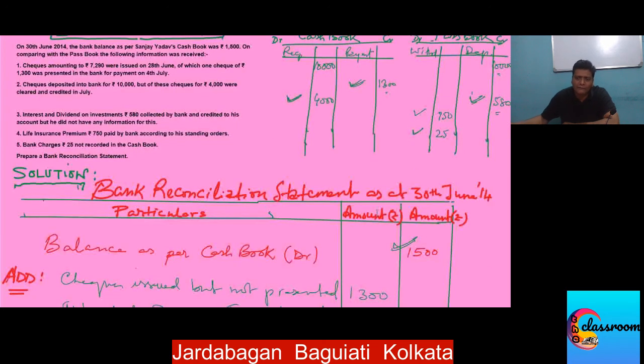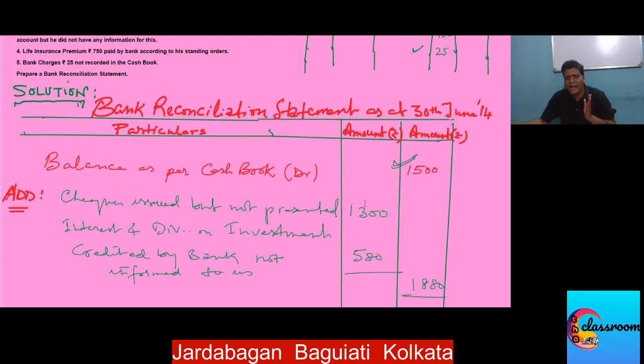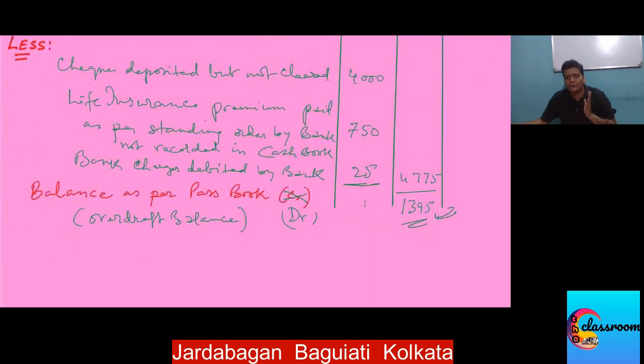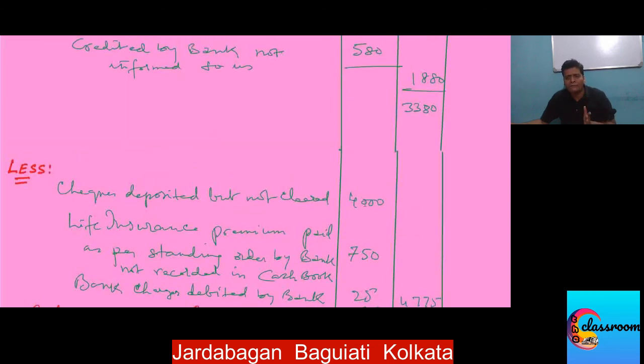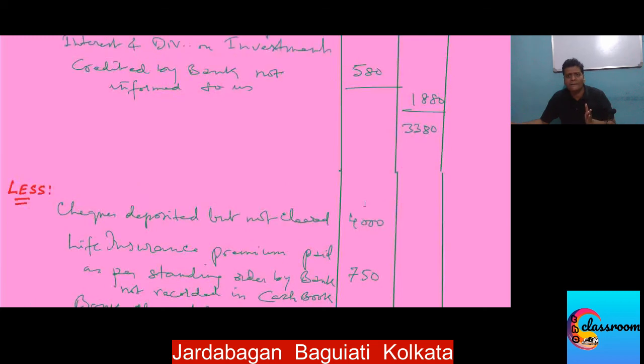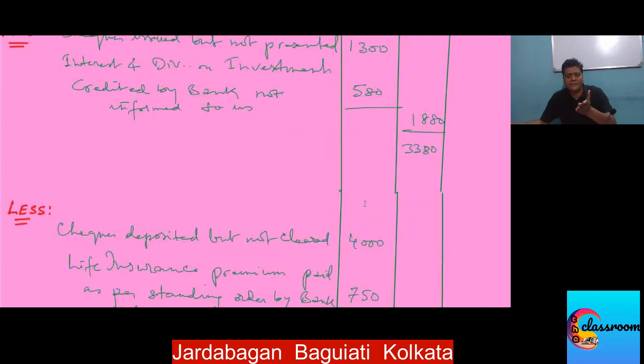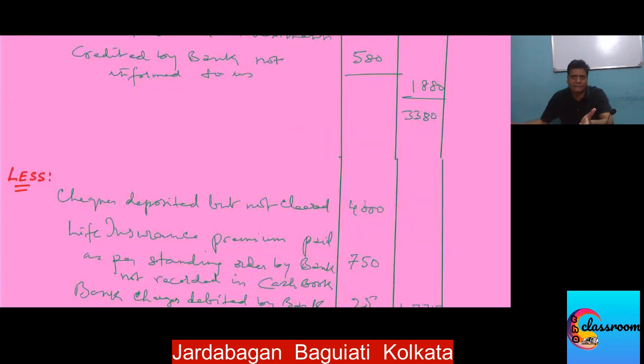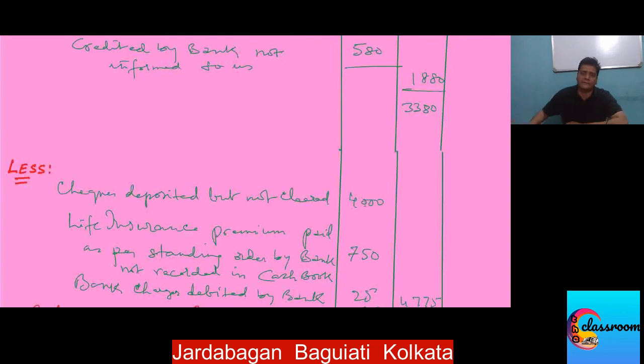By looking at this, what do we understand? That the cash book is showing rupees 1500 and the passbook is showing a balance of 1395. And the reason for the disagreement between the two books is listed here in the statement itself. This is called a bank reconciliation statement.